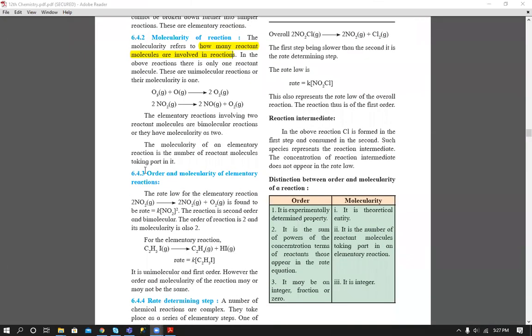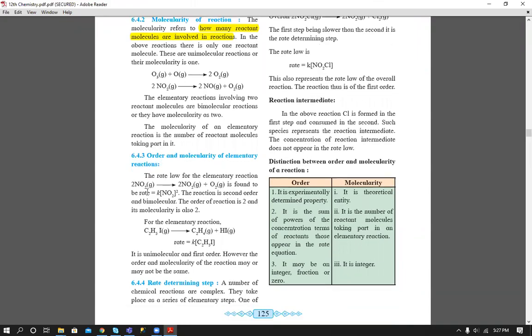So next topic, order and molecularity of elementary reactions. What is the relation? This is the first problem or explanation given for NO2. The rate equation is given. Always remember, order is mostly found from the rate law. So here what will be the order? As the power of the reactant is 2, the order is 2. And from the reaction, the number of reactant molecules is also 2. So both are 2.